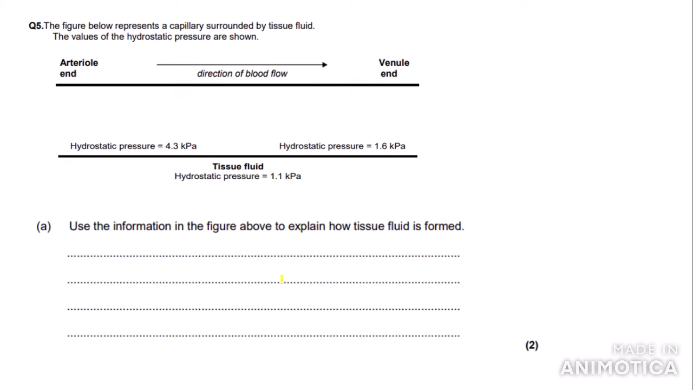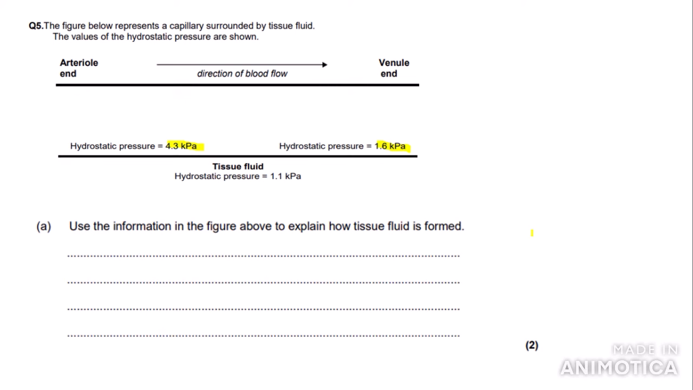So let's look at this next question. The figure below shows a capillary surrounded by tissue fluid. The values of the hydrostatic pressure are shown. So here at the arterial end, we have a hydrostatic pressure of 4.3 kilopascals. And at the venular end here, we have a hydrostatic pressure of 1.6 kilopascals. So the question says, use the information in the figure above to explain how tissue fluid is formed.